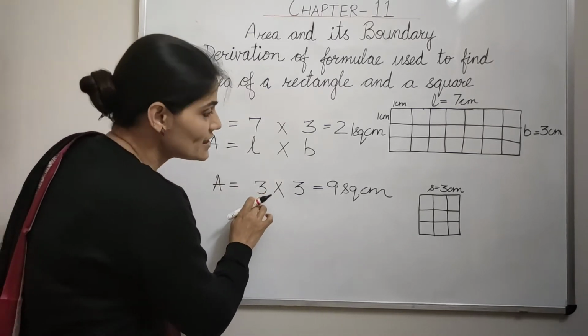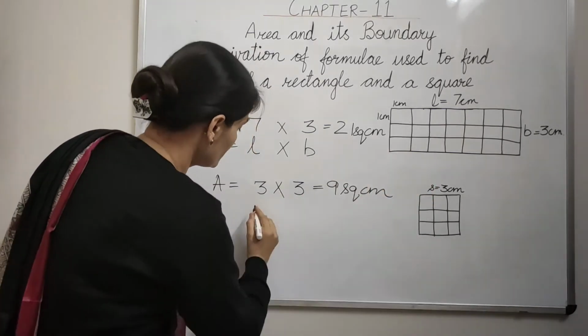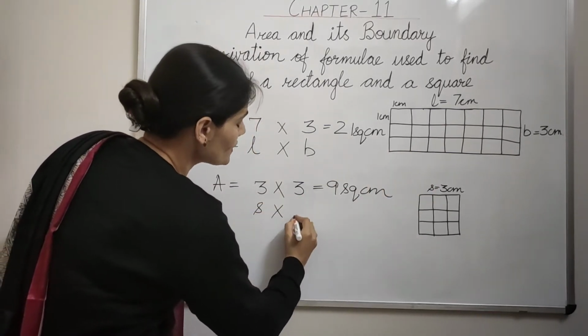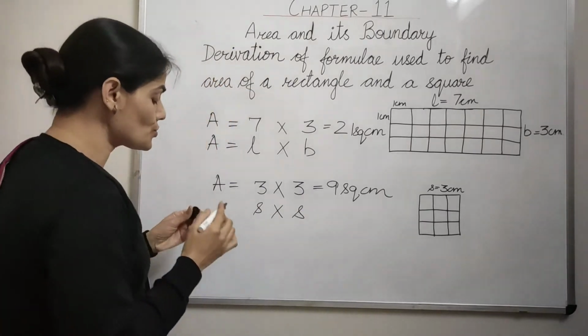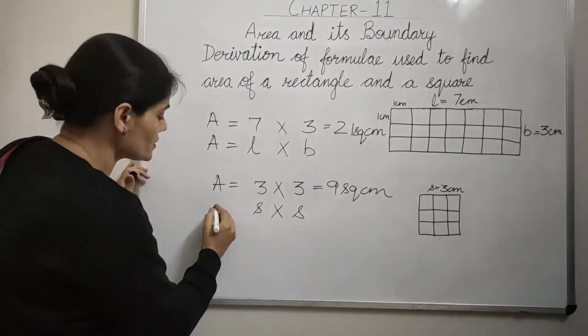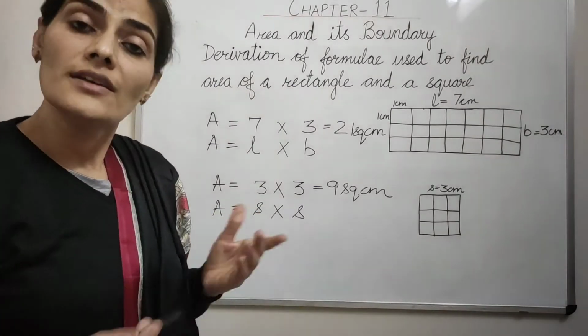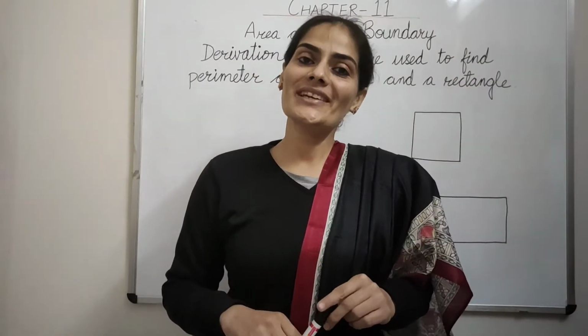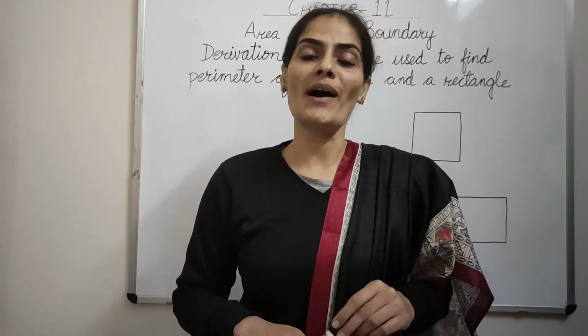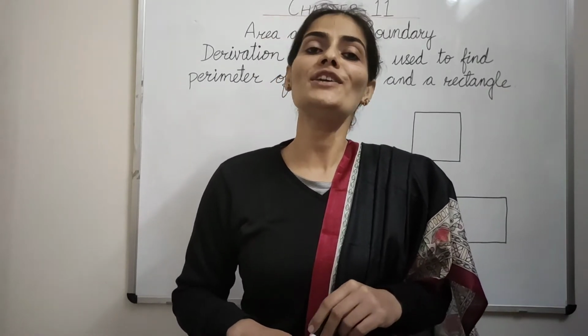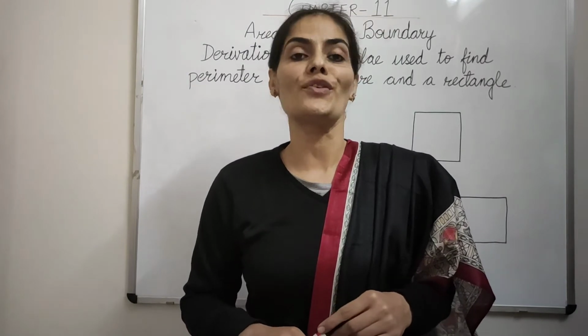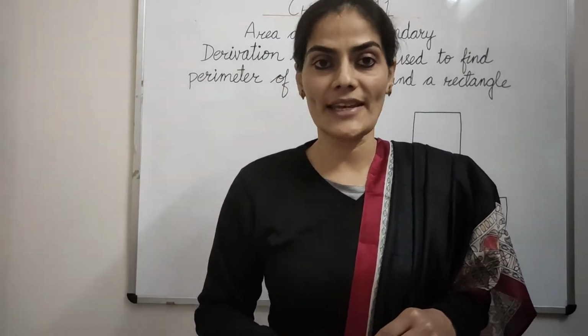So this is the length of the side of a square. So side into side gives us what, children? It gives us the area of a square. Children, now we will learn about derivation of formulae used to find the perimeter of a square and a rectangle.